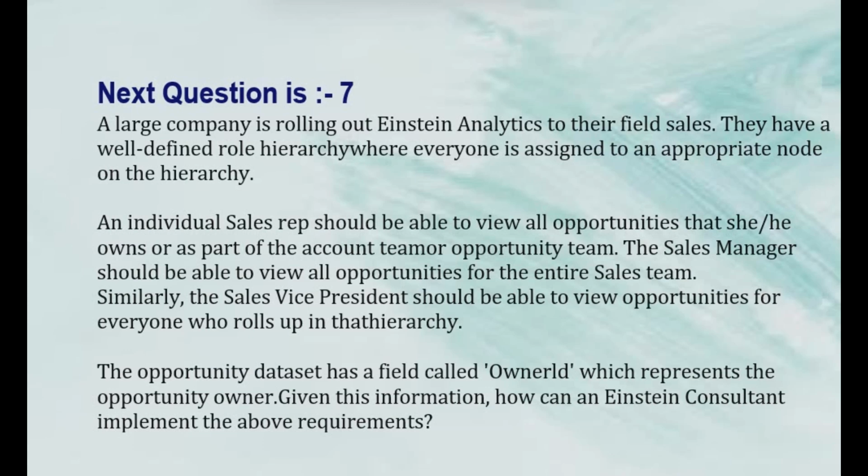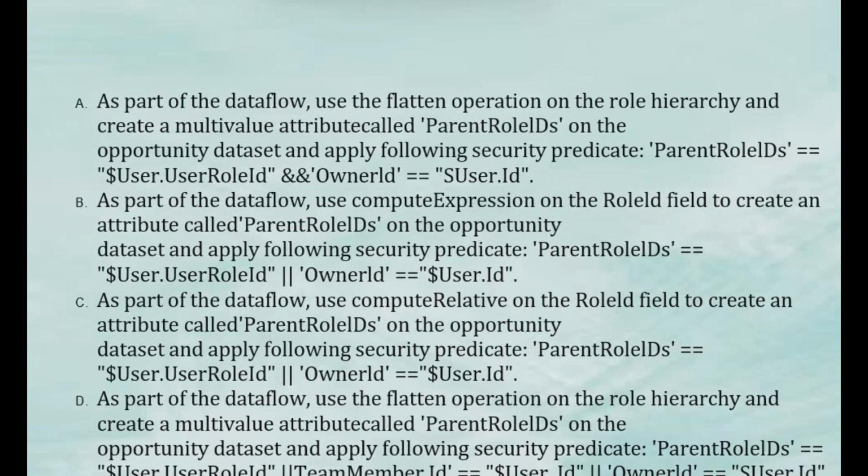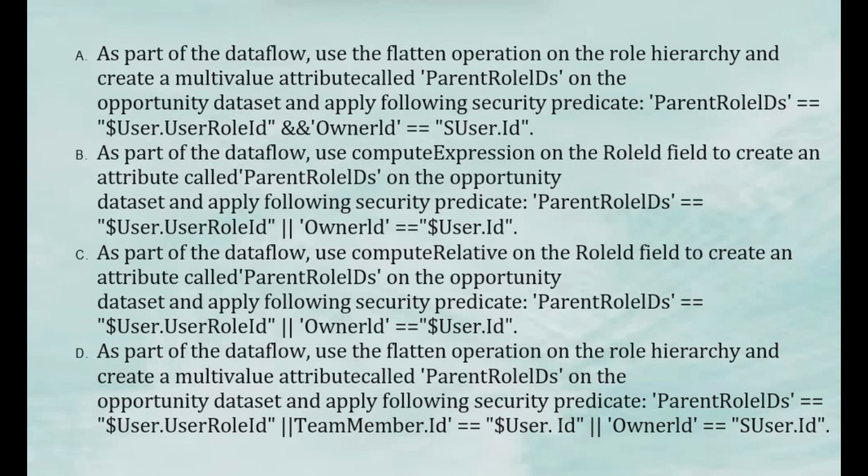The opportunity dataset has a field called OwnerId, which represents the opportunity owner. Given this information, how can an Einstein consultant implement the above requirements? Please see the options as option A, B, C, and option D. Correct answer is option C.